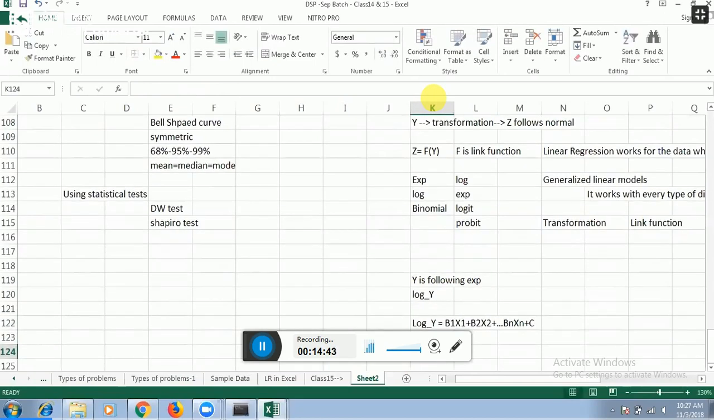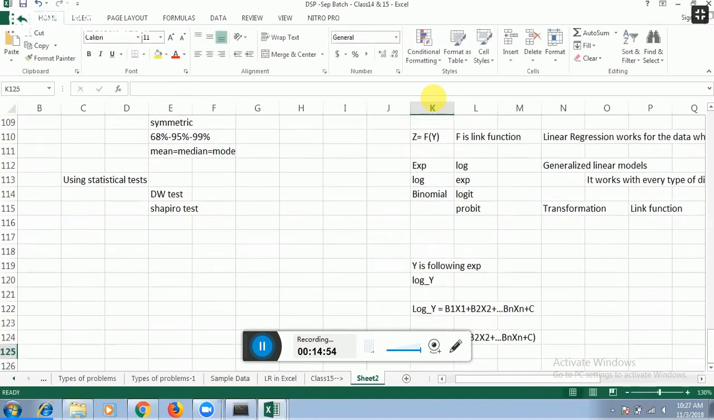Now what will your y be? Exponential of beta 1 x1 plus beta 2 x2, and so on, plus beta n xn plus a constant. Are you able to follow me? So this is how we generally apply the reverse transformation, once you build the model, to get the actual value. Is this clear? So now you understand the concept of general and linear models. Now what is the difference between linear models versus generalized linear models?